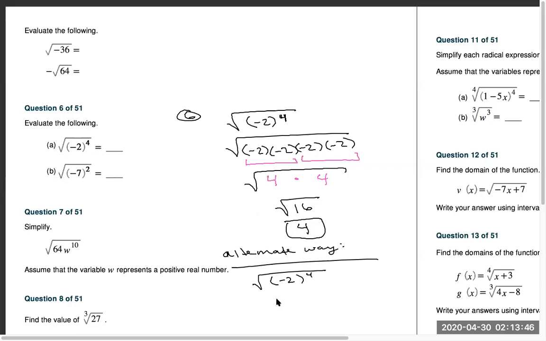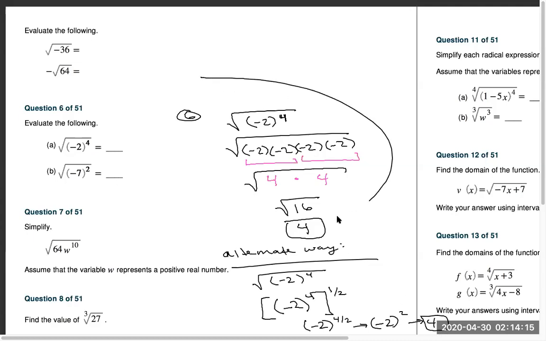If you can follow, go ahead, but you can make this radical into a 1/2 power. If you're not sure why yet, just wait on it. We'll talk about it soon. But essentially, this would be negative 2 to the 4 halves, which is negative 2, the quantity squared, which is still 4. So just use this method for now.